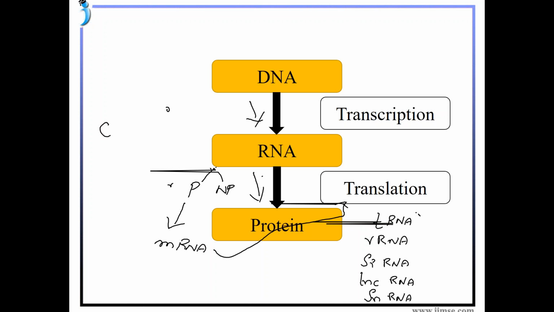So what are the functions? tRNA is your amino acid carrier in translation, and rRNA is your ribosomal RNA that helps in translation. And these 3, siRNA, long non-coding RNA, and small nuclear RNA helps in regulation of your protein synthesis.